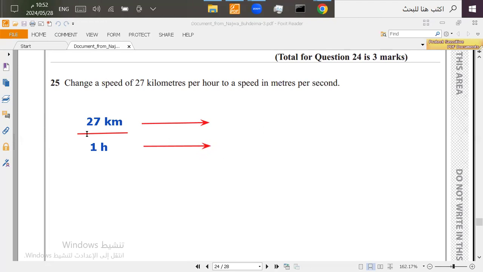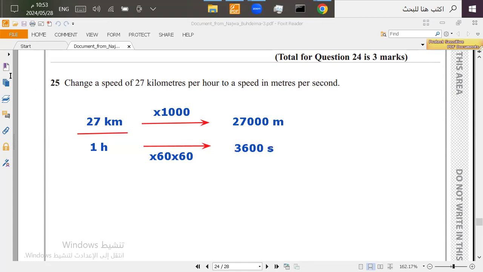Now, first, 27 kilometers, it will equal how many meters? Very good. We will multiply it by 1,000 to make it meters, because 1 kilometer will equal 1,000 meters. So it's going to be 27,000 meters. Good. And then the hours, we're going to turn it into seconds. It means we're going to multiply by 3,600. Or we can say multiply by 60 and then multiply by 60. Same idea. So we turned it into minutes and then into seconds. Now, when we multiply, it's going to be 3,600 seconds.